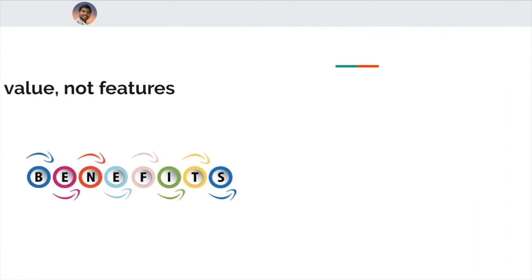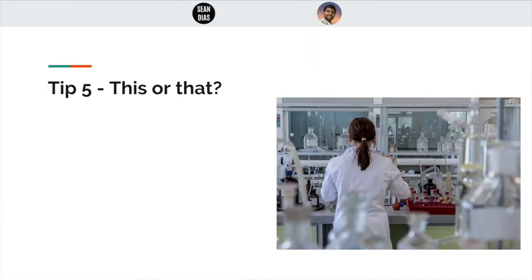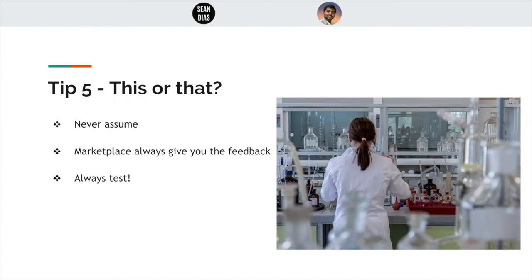Let's move to the next tip. Tip number 5. This or that. What do I mean by this? Never assume that you have written the perfect subject line. You have to test it and identify. Here, make sure that you test each and every subject line that you think might work, because the marketplace never lies. The marketplace always gives you genuine feedback, and it will tell you the results of your test. Numbers don't lie. You have to understand that.